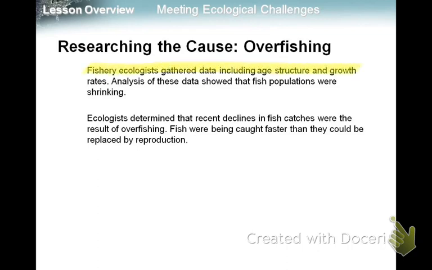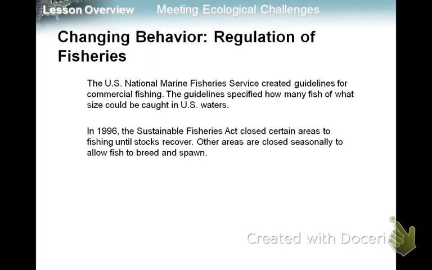Fishery ecologists started getting age structure and growth rate data, and they proved definitively that the fish populations were shrinking. They attributed that decline to overfishing. So what's the solution? The U.S. National Marine Fisheries Service created guidelines for commercial fishing, specified how many fish of what size could be caught in U.S. waters. In 1996, the Sustainable Fisheries Act closed certain areas to fisheries until stocks recover. Other areas are closed seasonally to allow fish to breed and spawn.